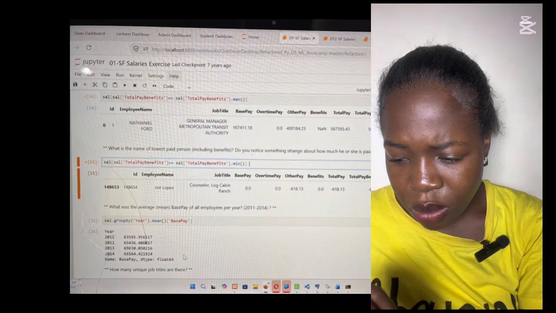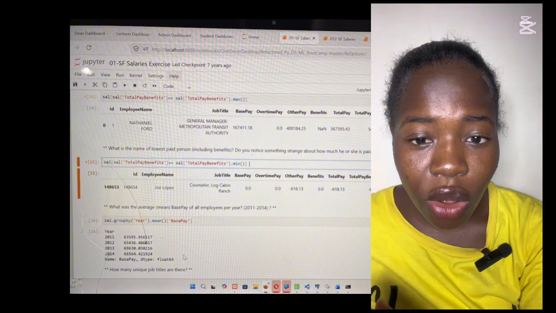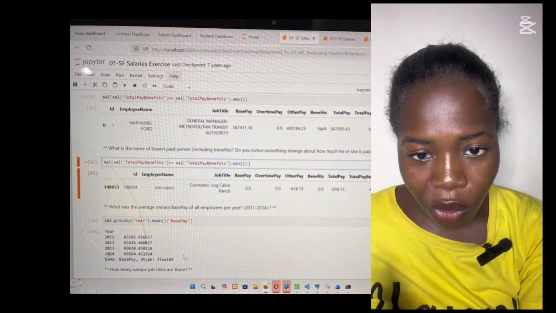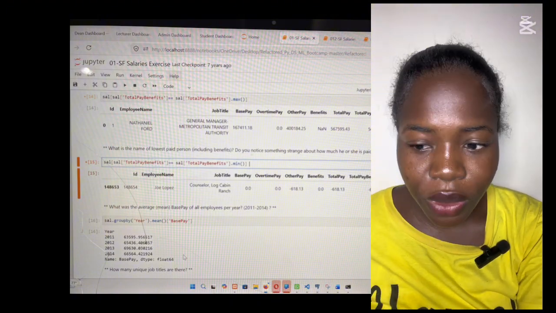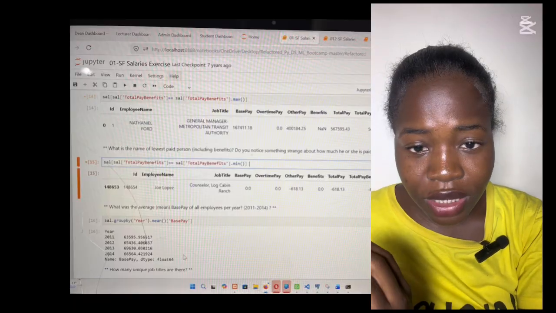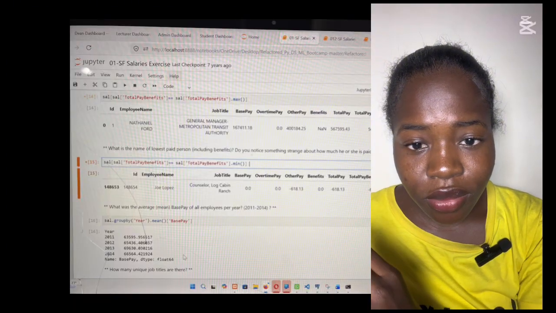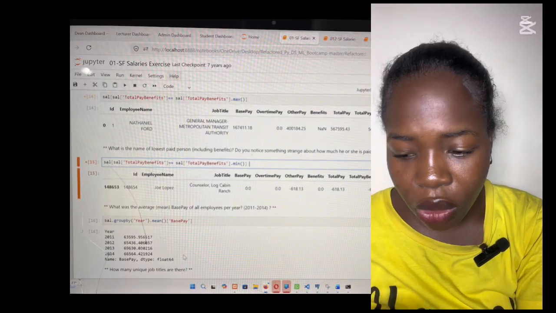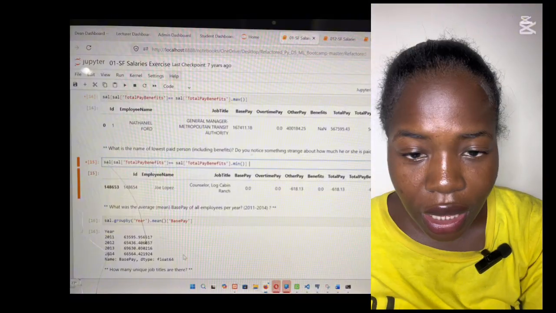And then the base pay is showing that it should calculate the mean only of the base pay column and display only the base pay column, meaning that it calculates the mean of the group, and then it displays the mean or the average of only the base pay column as seen in the output.